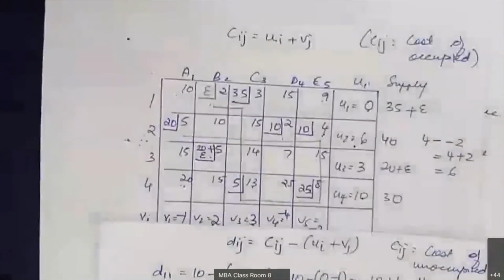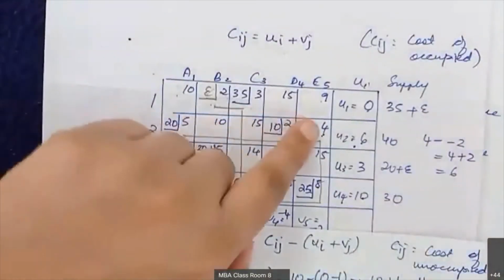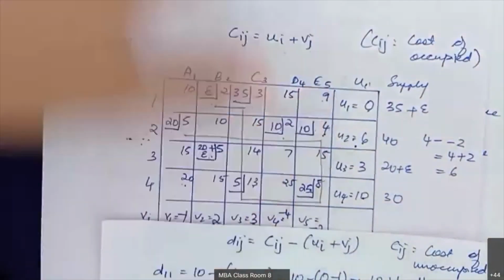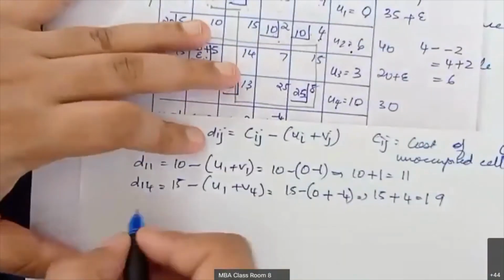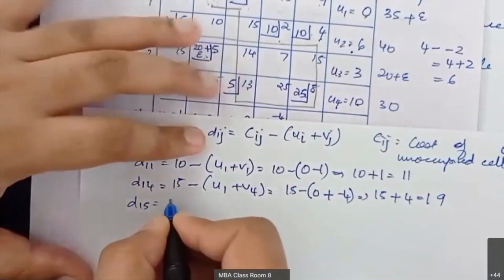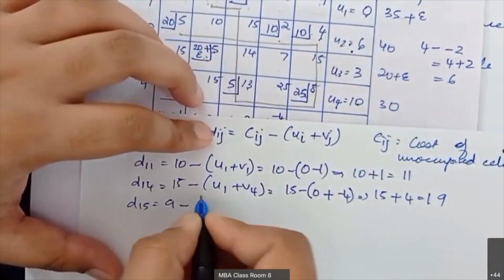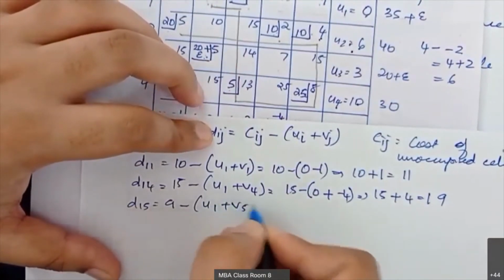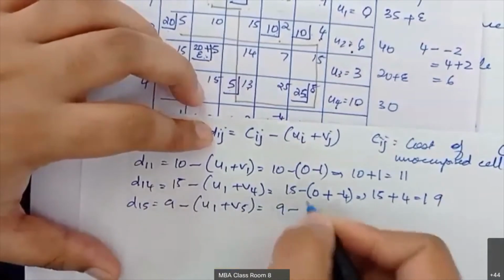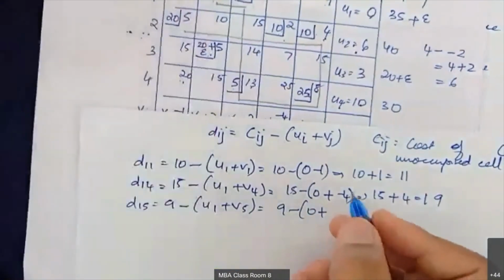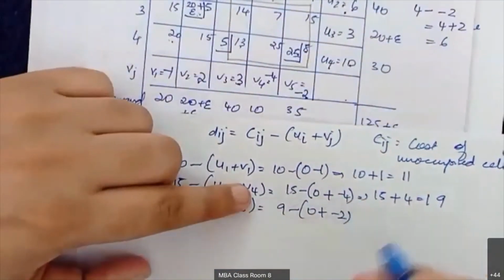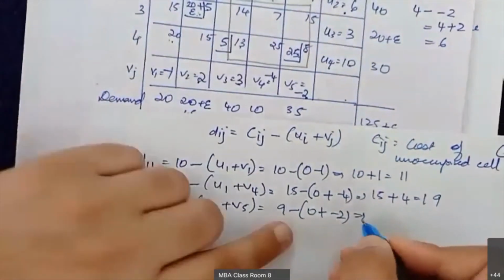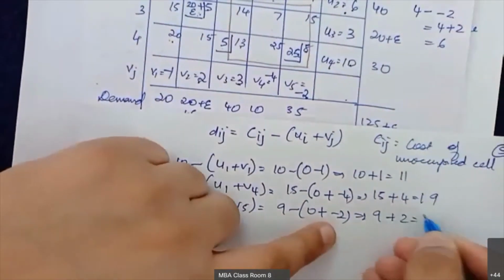Now again, find this one, that is D15. D15 is equal to the cost there, 9, minus U1 plus V5. That is 9 minus my U1, which is 0, plus V5 value, which is minus 2. So that will become 9 plus 2, which is 11.